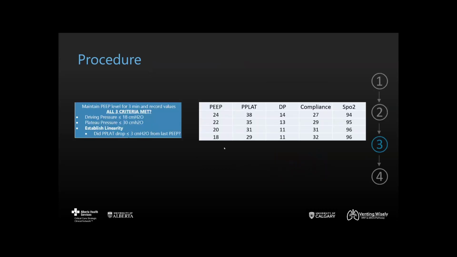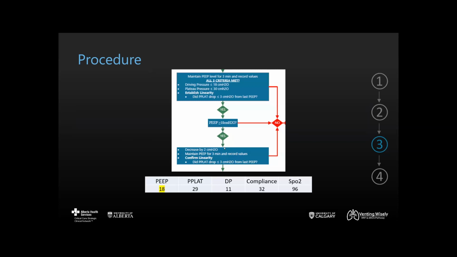Previously, we were going from a PEEP of 20 to 18. There was a 2 centimeter water decrease in plateau pressure. We have established linearity, and we can also note that we likely would not include a PEEP of 20 as the plateau pressure is greater than 30 centimeters of water. Now that we have established linearity, we can follow the green arrow to the next decision point.